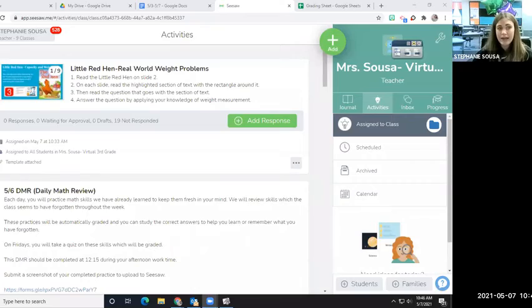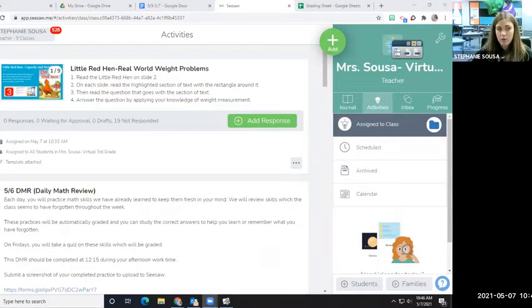Next week we are going to look at some fairy tales that have been changed by math. Today we're going to practice one of those together so that you can see how we change a fairy tale. You're going to take a normal story and change it a tiny bit. On your activities, you have one titled Little Red Hen, Real World Weight Problems.